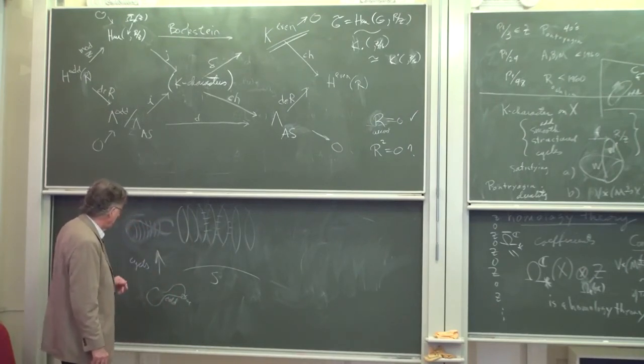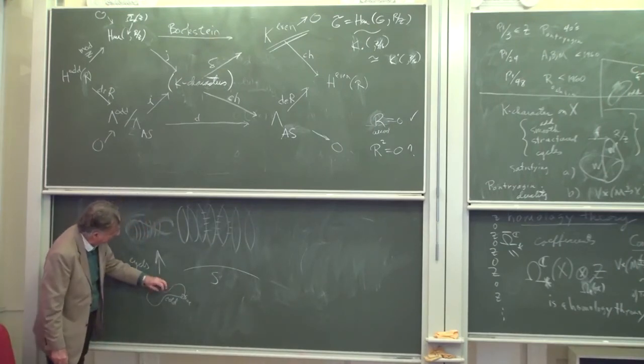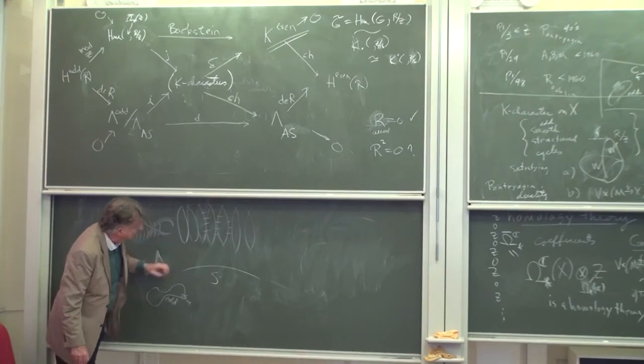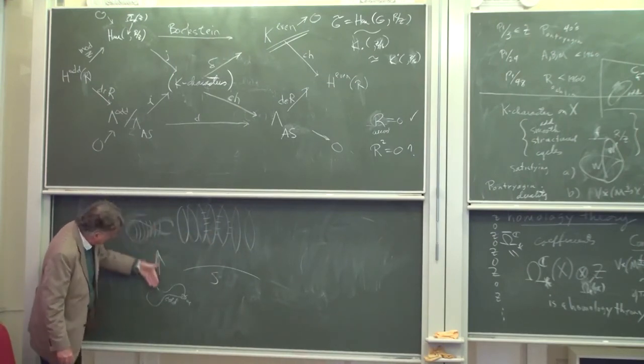This is going to be a poor man's approach. So we're not going to localize down to points. We're going to localize down to all the probing cycles, which are enough to determine the object. So we have this map on cycles. We have this map down like this.